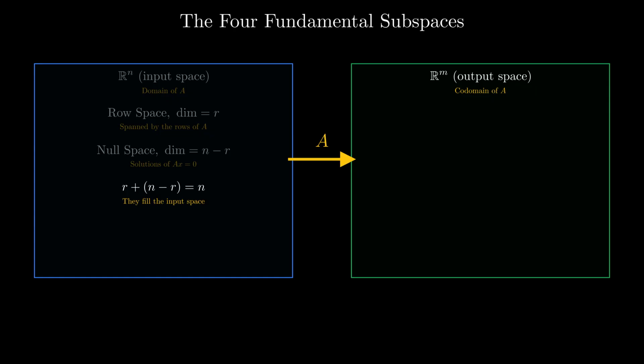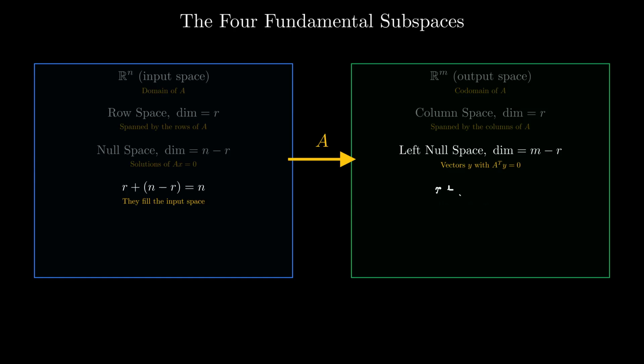Now turn to the output space, R to the m. Here live the column space and the left null space. The column space has dimension R matching the row space exactly. The left null space has dimension m minus R, and again R plus m minus R gives back m.